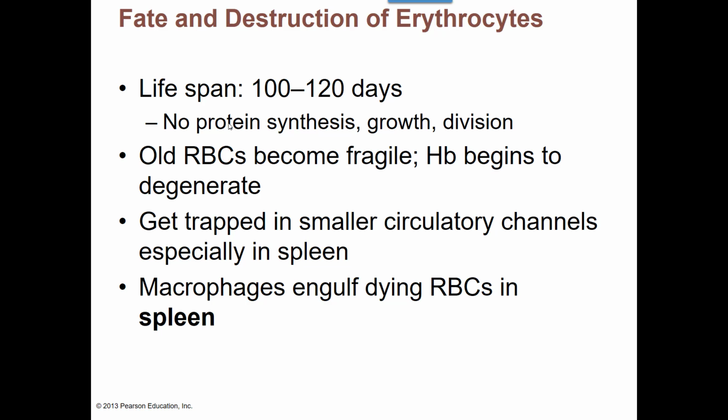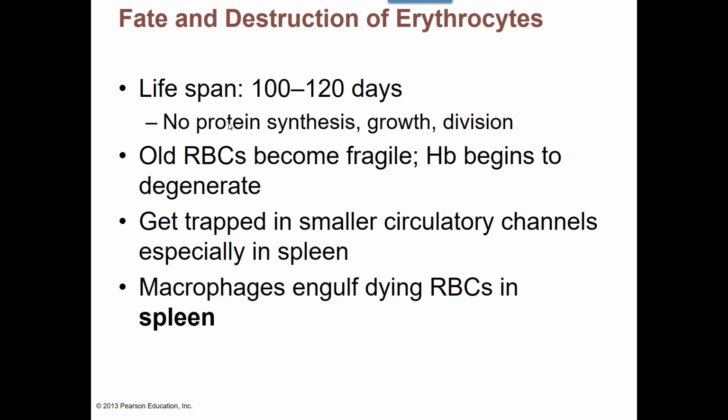As they start to get around that 100-day mark, they start to become fragile. The hemoglobin starts to break down. They also start to lose their flexibility. Some of them start to get trapped in some of the smaller circulatory channels. Some of them get stuck in the spleen. That's fine. They eventually go to the spleen to die and get fully broken down. There are macrophages. These are big eating cells that will see some of these dying red blood cells and they'll break them down, they'll eat them, and they'll take them to the spleen, the red blood cell graveyard.